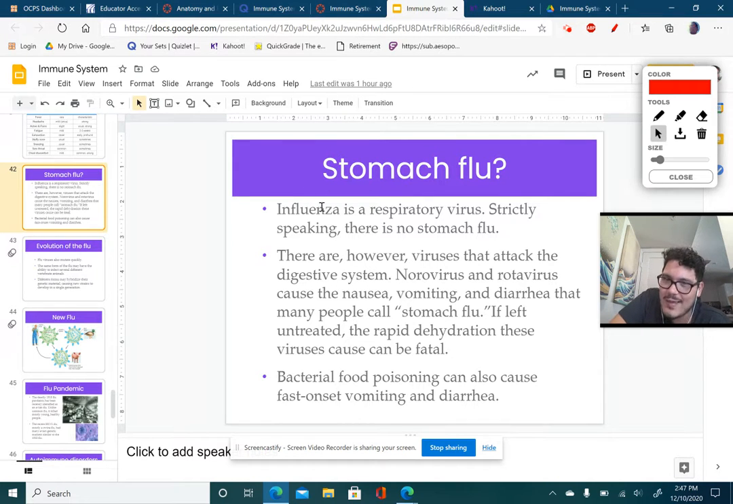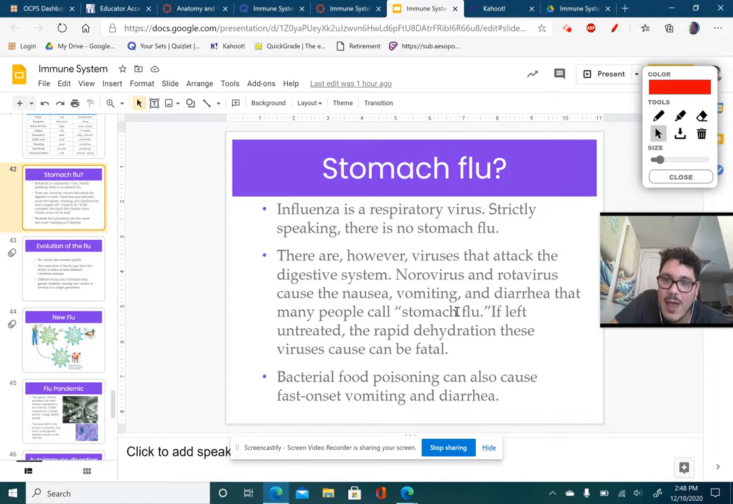But here's the thing. Flu, remember, is influenza. Influenza is a strictly respiratory virus. So there is no such thing as a stomach flu. It's just a nickname. And technically, it's an incorrect nickname, but it's a nickname nonetheless. There are viruses that can attack the digestive system, norovirus and rotavirus. These cause nausea, vomiting, and diarrhea. Many people call that stomach flu.